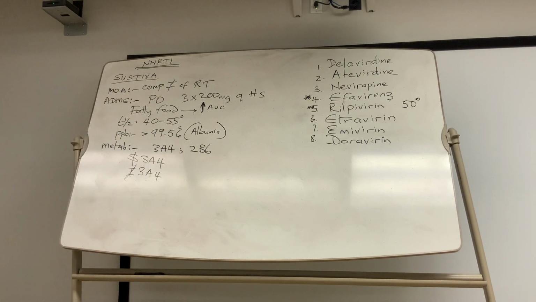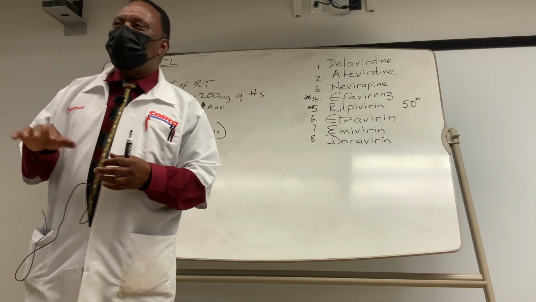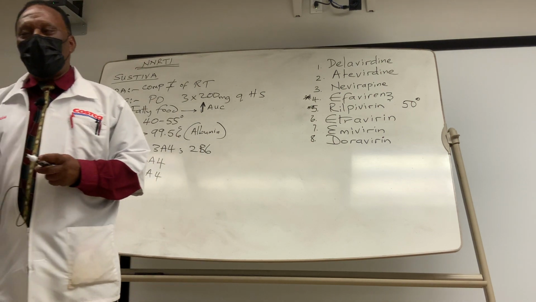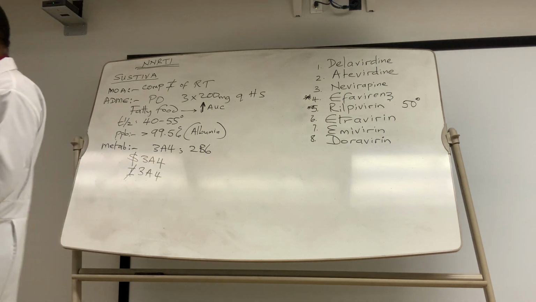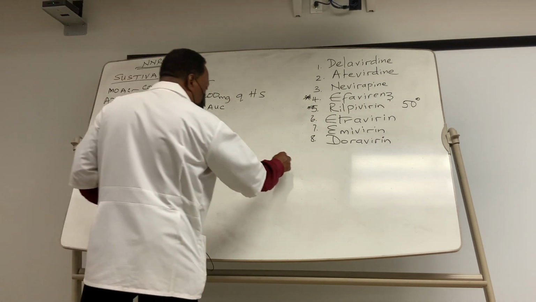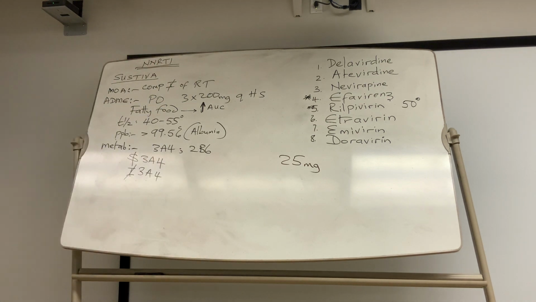Another thing that stands out about ribavirin is that the drug must not be administered with anything that would increase the pH of the stomach. So you never give ribavirin. It comes in 25 milligram strength already.